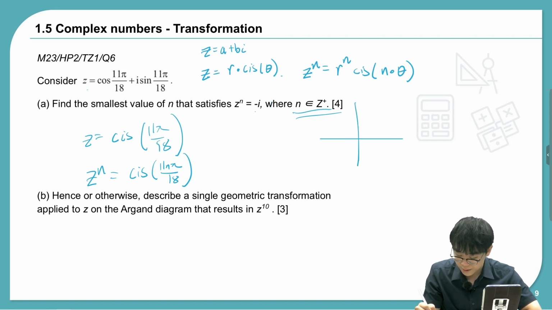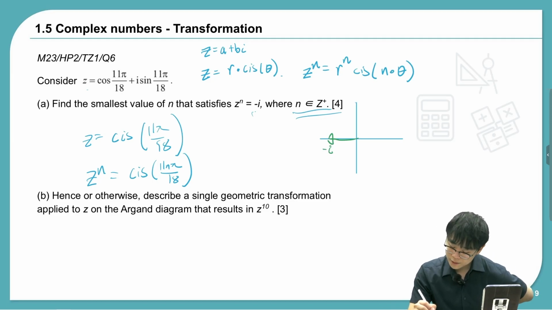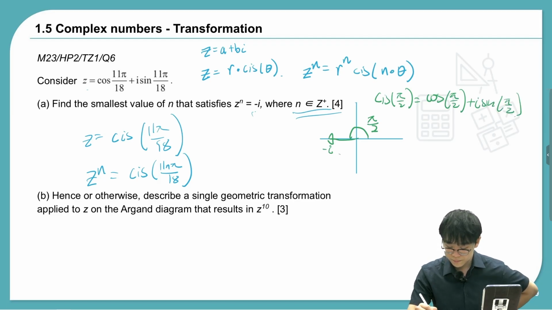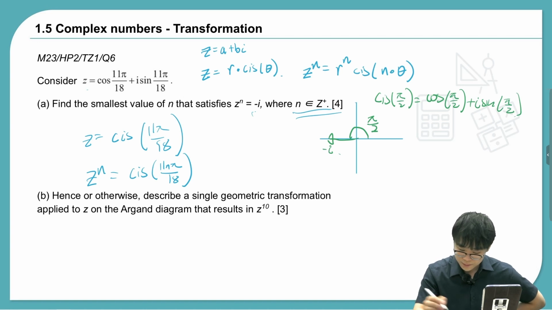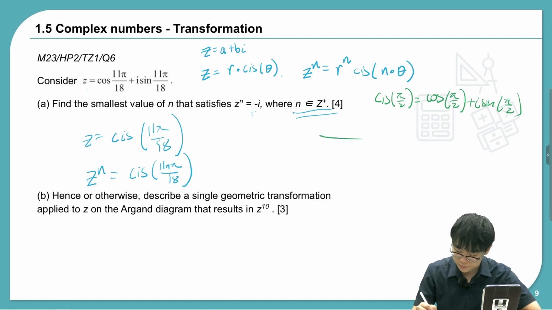So let's try to write out what I would be, or negative I would be. So negative I would be like here. So in terms of this argument, we want like pi over 2. So if you have cis pi over 2, note that this will give us cosine of pi over 2 plus I sine pi over 2. Right? Or actually, if you want, my bad. So if you want negative I on the Argand diagram, you actually want to draw it like this.